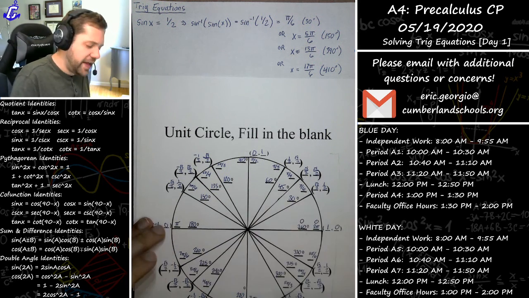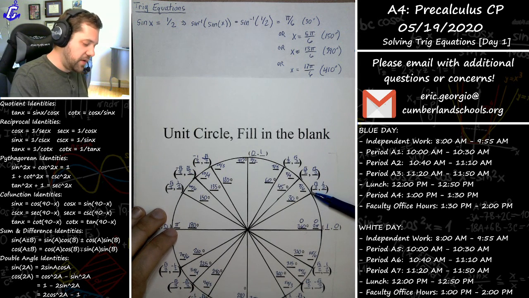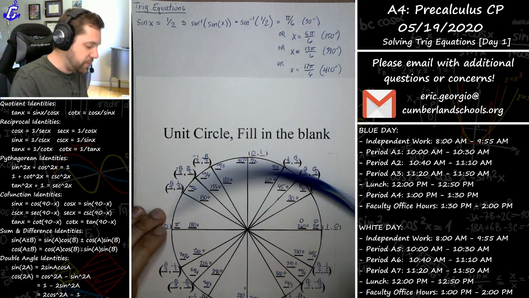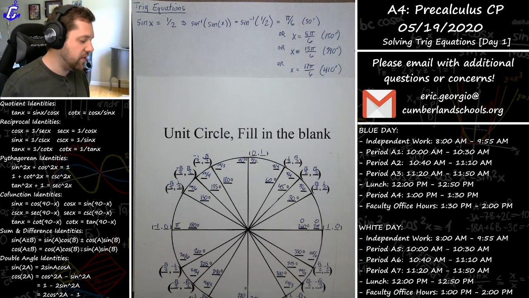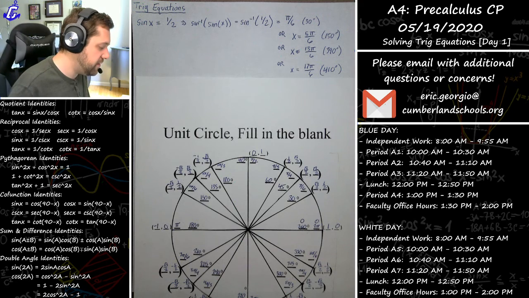What about if you went in the negative direction? You could go the other way, and you could say, well, let's take pi over 6 and let's subtract 2 pi, get back to the same spot. That angle also has a sine value of 1/2. So what's the deal, right?